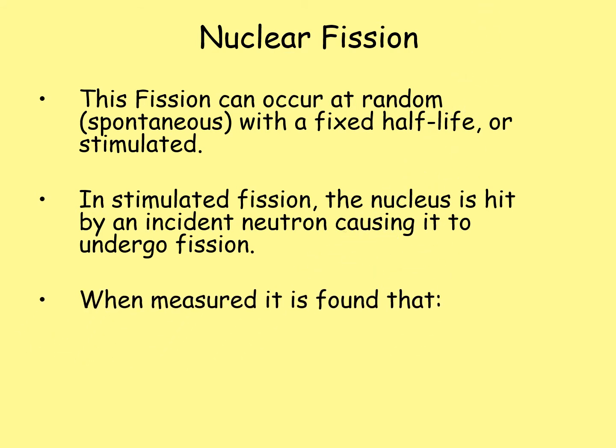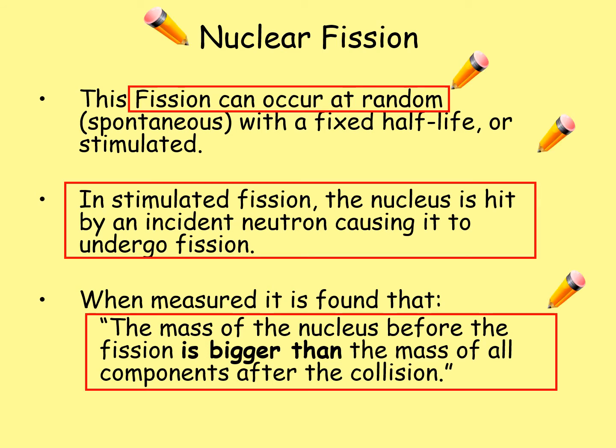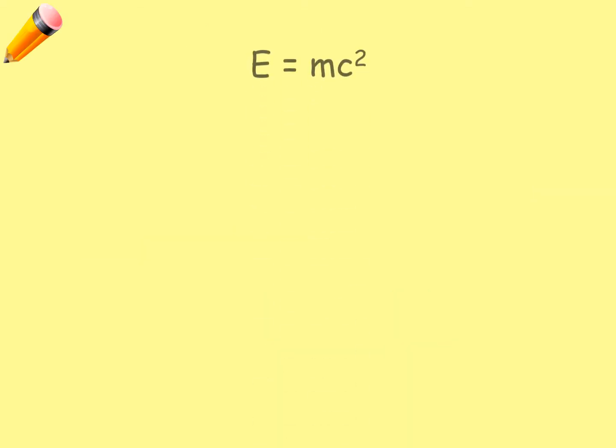When we measure the products of the nuclear reaction, we see that the mass of the nucleus before the fission is bigger than the mass of all the components after the collision. It's that difference in mass which is then converted into energy. Key points are as follows. E is equal to mc squared.